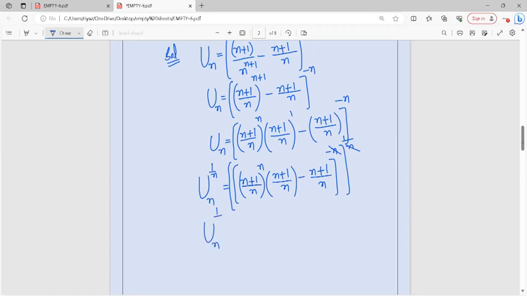u_n to the power of 1/n is equal to ((n+1)/n)^n · ((n+1)/n) − ((n+1)/n), and this power will be minus 1. Now if you notice, here we have something to take common. This is the something, meaning (n+1)/n we can take common. So let us take it out.